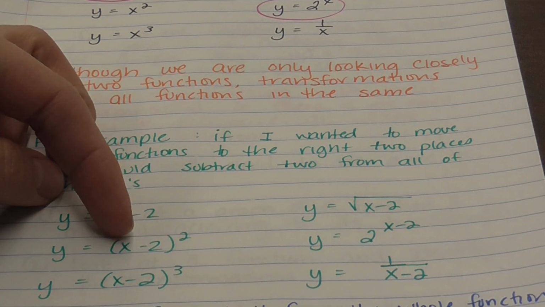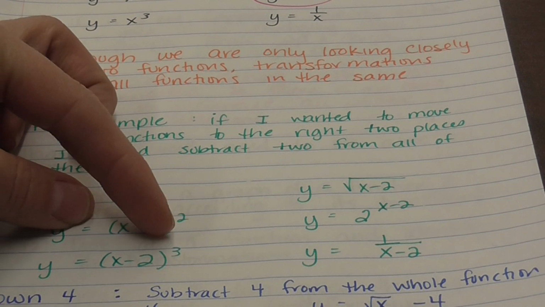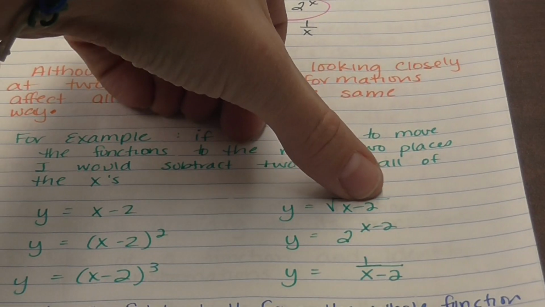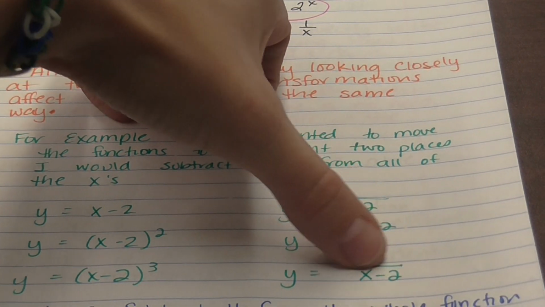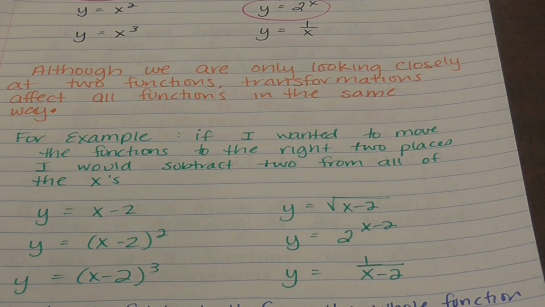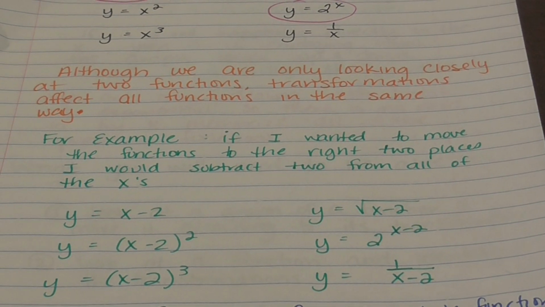I subtract 2 in the x in the quadratic before I squared it. I would subtract 2 from the x in the cubic before I cubed it. The 2 is with the x here under the square root. It's with the x here in the exponential. It's with the x in the denominator of the rational. Anything that happens with the x moves it left and right. So I have to put that minus 2, which is the opposite of what you would think, because it's always the opposite when it's with the x, in with the x.